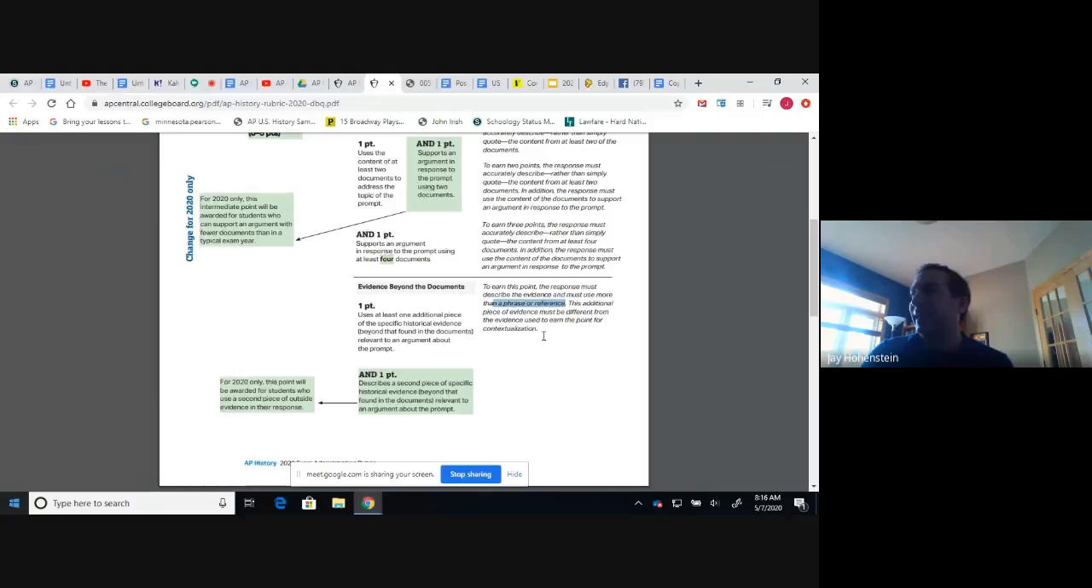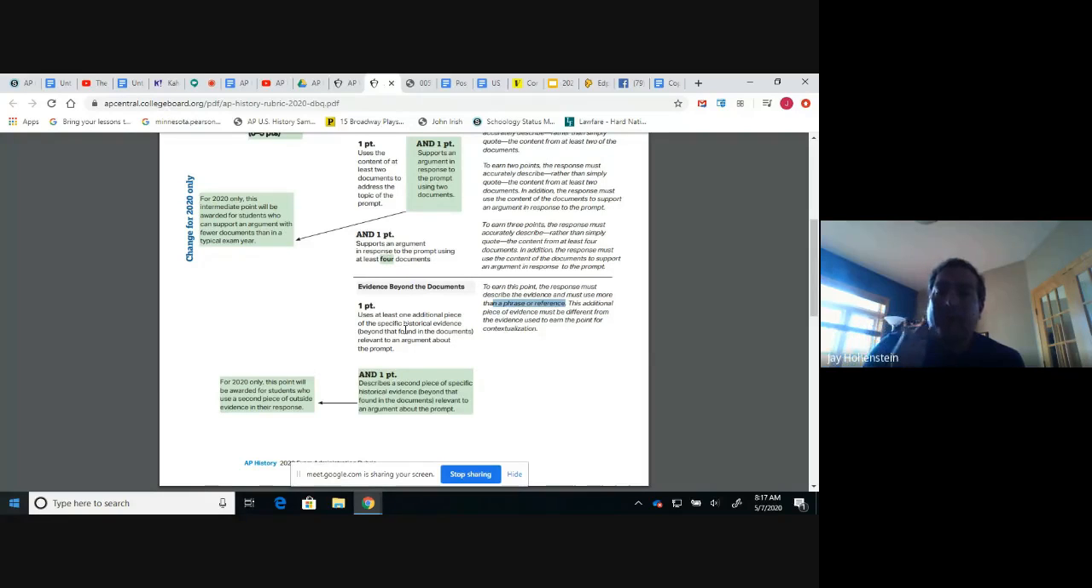This is like a solid chunk of a paragraph or a paragraph itself, highlighting pieces of evidence that you could bring in that are going to be in the gaps that the documents are leaving for you. So I'm going to demonstrate how you get that done today as you're planning out your essays. But this is the thing that many kids miss out on.